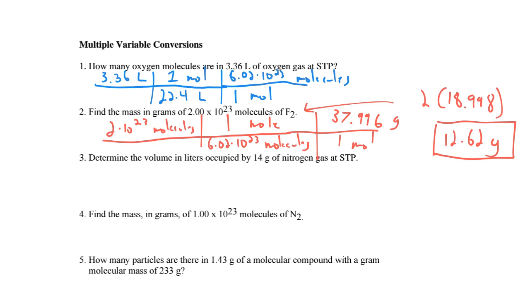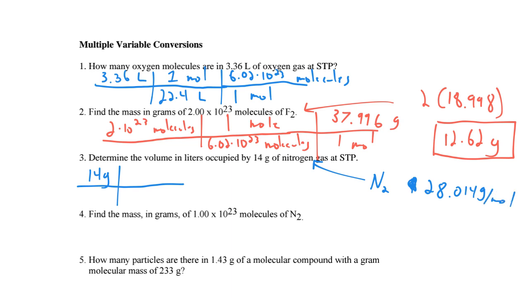I'll set that one up. So 14 grams of nitrogen. Now we need to convert it to moles. You do have to know that nitrogen gas is N2. And it will therefore have a molecular mass of 28.014 grams per mole. So 28.014 grams per 1 mole. And now we'll use the STP calculation to say that 1 mole is equal to 22.4 liters. Multiply, and divide. And we'll have the answer number 3.